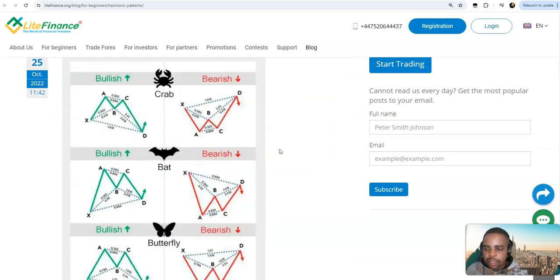But what is more important from the basics, before you go deep into harmonic patterns, first understand that bullish harmonic patterns will have an M shape. So here you are anticipating on the D point that the market will go up. Right here you have also a bearish harmonic pattern, which is a W shape. You will also anticipate that after the D point the market must have a downtrend.